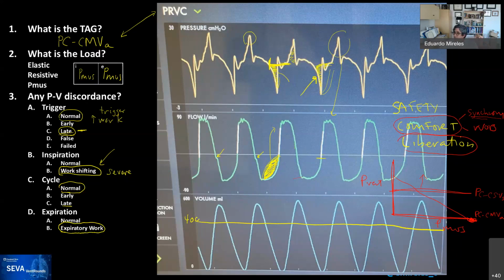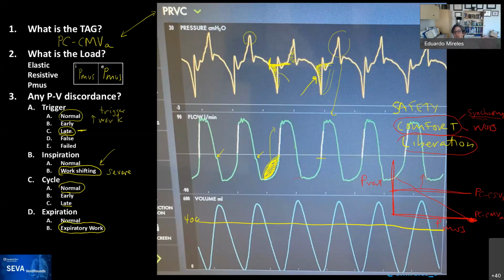There is a comment from Juan Martin: first, we should evaluate the patient, yes, and why he has such a high demand for flow and high PMUS. Absolutely. Juan Martin, this is somebody at the bedside.